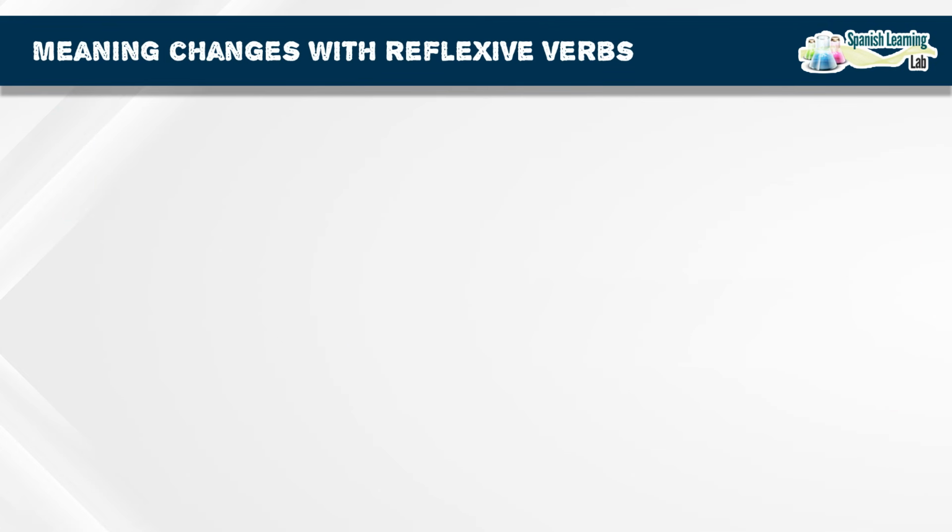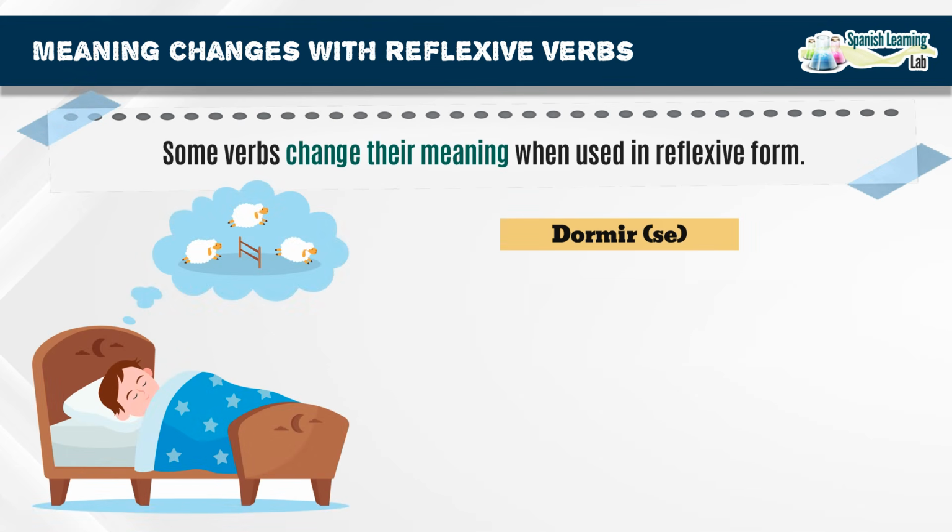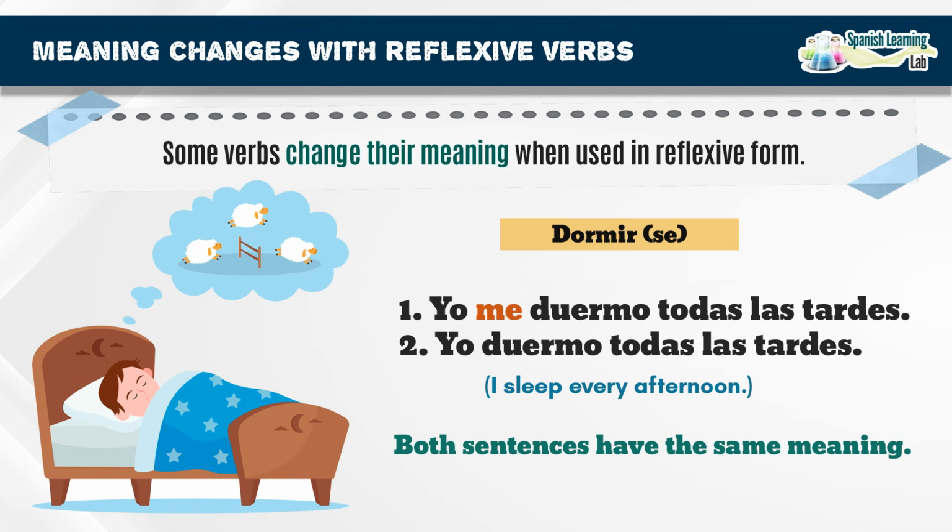Meaning changes with reflexive verbs. There are many verbs that can be used with or without reflexive pronouns. For example, we could say, Yo me duermo todas las tardes, or just, Yo duermo todas las tardes. And in this case, the meaning or message would be the same for both sentences.